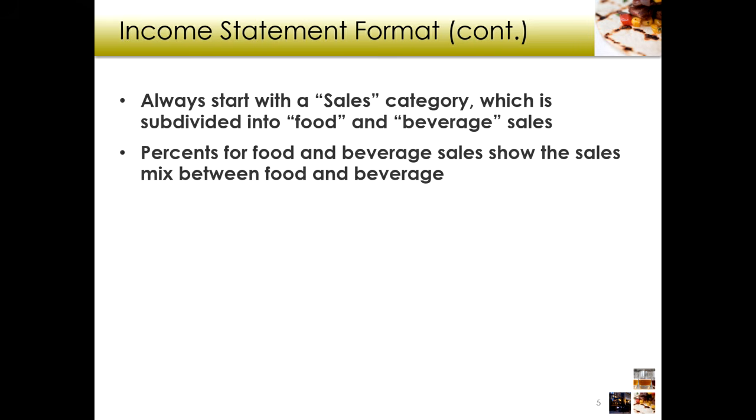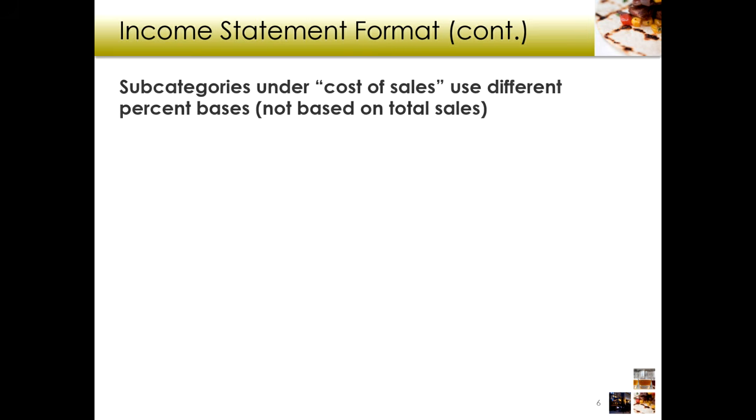The percentages for food and beverage sales show the sales mix between food and beverage. And again, I'm going to clarify that when we get to the section and just be a little bit more detailed on that, right? Total sales is always 100%, right? Our total sales is that whole encompassing pie that we started with, right? Subcategories under cost of sales use different percentages, not based on total sales.